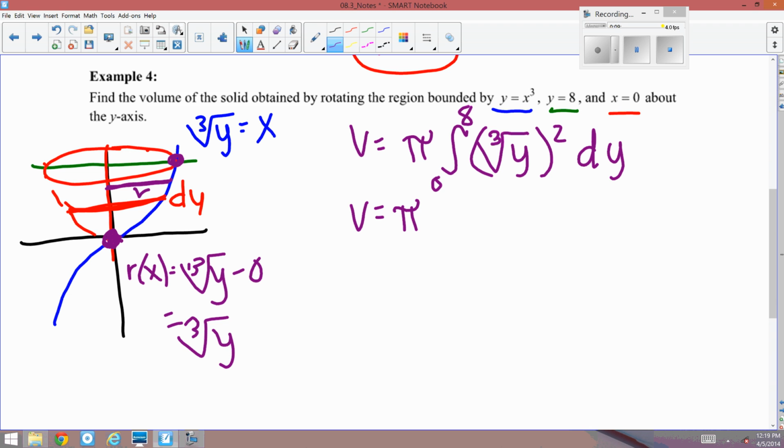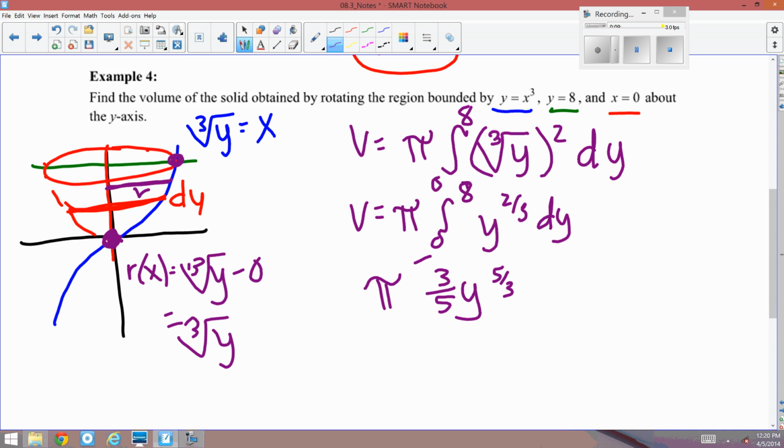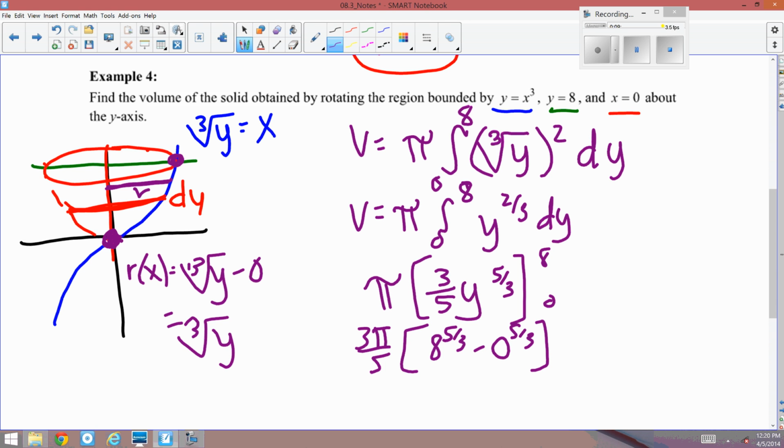Volume equals pi times the integral. So this would be y to the 2/3 dy. Add 1 to the power, we get 5/3. Divide by that new power, 3/5. We have pi as our constant here. 8, 0. I could pull that 3/5 out. Okay, so 8 to the 5/3 minus 0 to the 5/3. 8 to the 5/3. The cube root of 8 is 2. 2 to the 5th is 32. So we have 3/5 pi times 32, or 96 pi fifths.